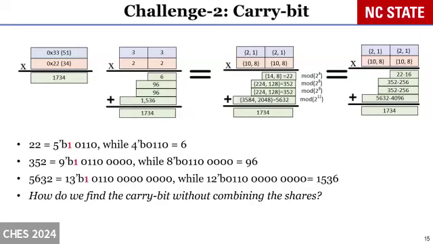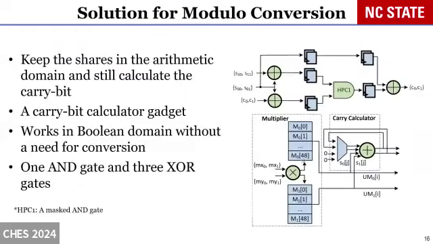But the problem is you cannot look at both shares at the same time, right? That would be combining the shares. So you need to detect these carry bits in a masked fashion. Hence, we built a masked carry bit detector that will keep the shares in the arithmetic domain and still calculate the carry bit. So it's a carry bit calculator gadget that works in the Boolean domain without a need for conversion from arithmetic to Boolean domain of the inputs.